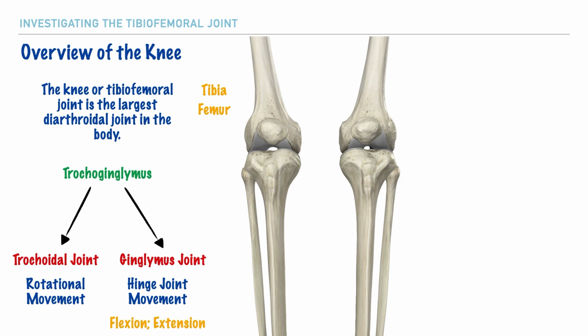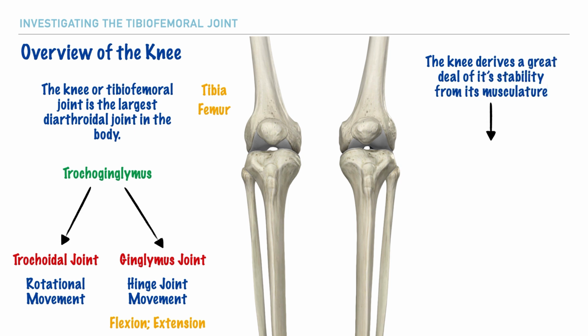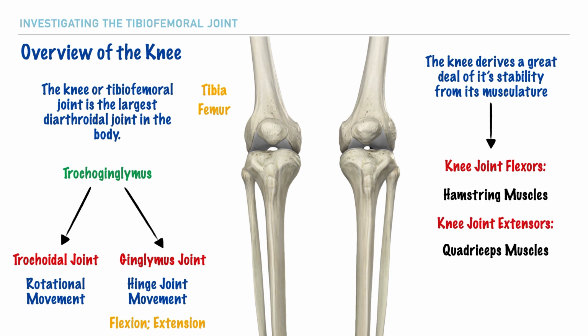And because the knee is responsible for bearing a great deal of the body's weight, it needs a great deal of stability. Part of its stability is achieved from its surrounding musculature, which includes the knee joint flexors, which are the hamstring muscles, and the knee joint extensors, which are the quadriceps muscles. And not only this, there are strong ligamentous structures that provide stability to the knee joint as well. These include the anterior cruciate ligament, posterior cruciate ligament, medial collateral ligament, and the lateral collateral ligament. And we'll explore these further in just a moment.